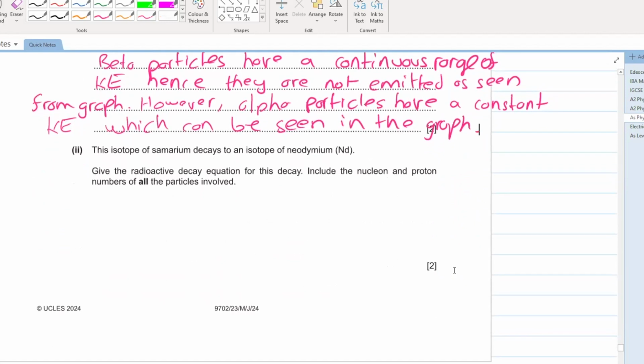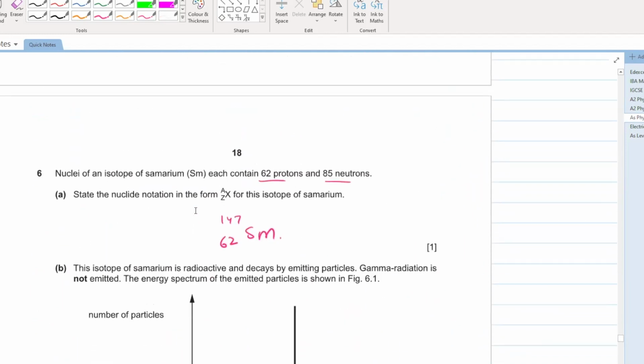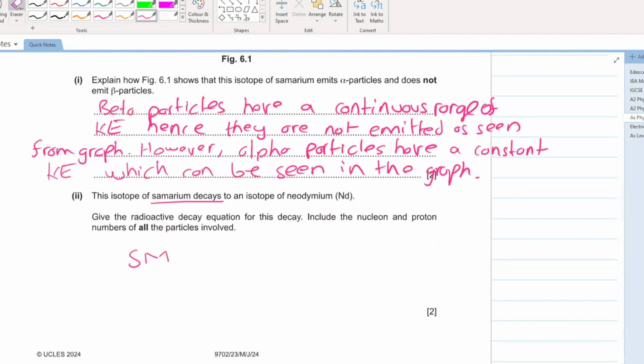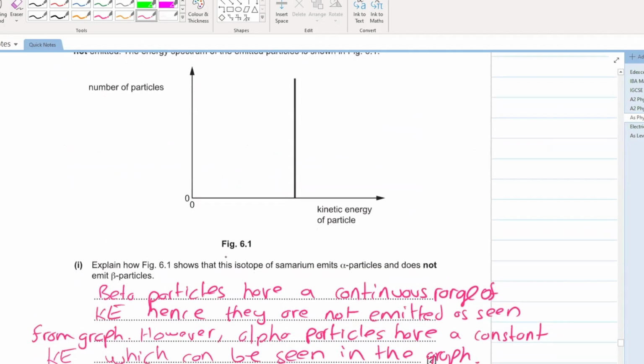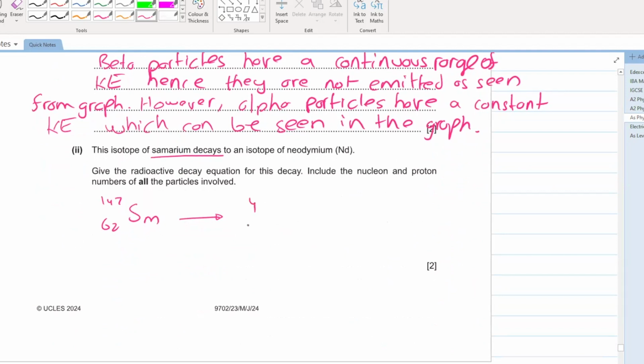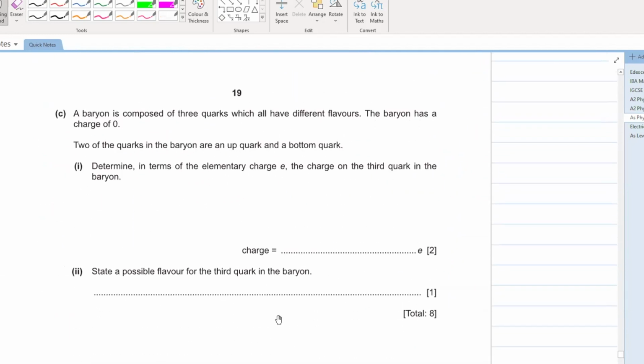Now we know this Sm isotope undergoes alpha decay, so what will you say? Sm, what was its symbol? Capital S, small m. So 62, 147, Sm decays by what? It decays by emitting an alpha particle, 4 2 alpha particle, plus whenever you emit an alpha particle, your mass number decreases by 4 and proton number decreases by 2. Write the symbol of Nd here. Simple. Let's further move ahead.